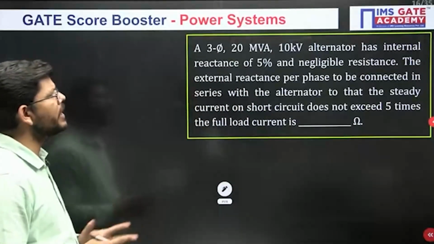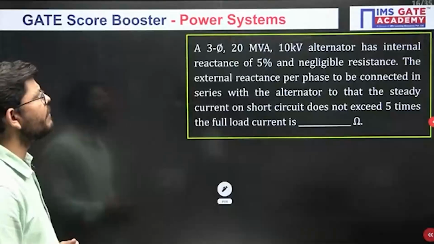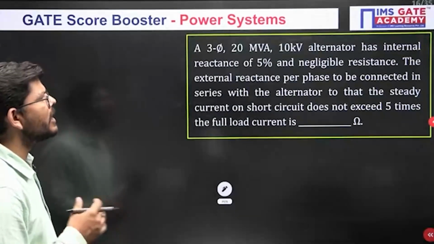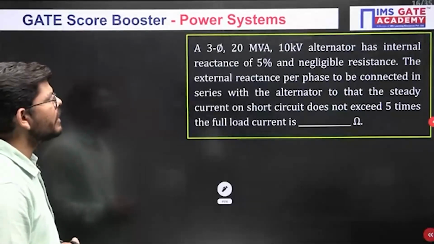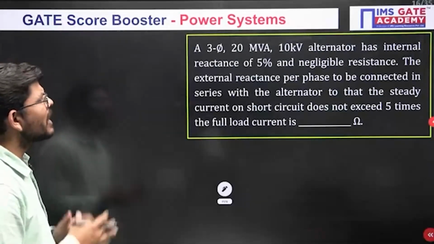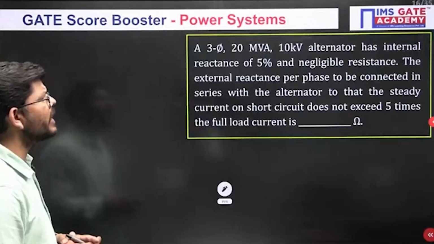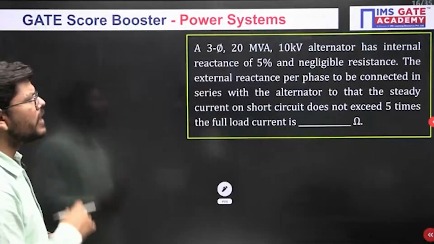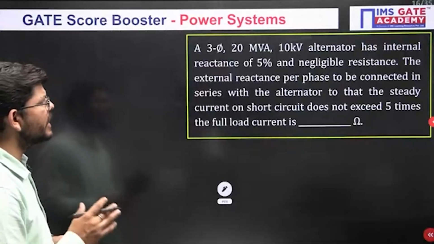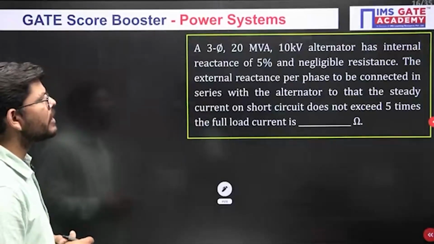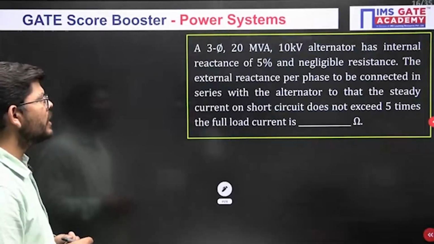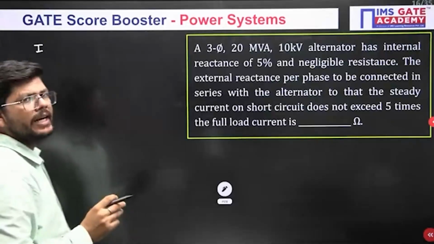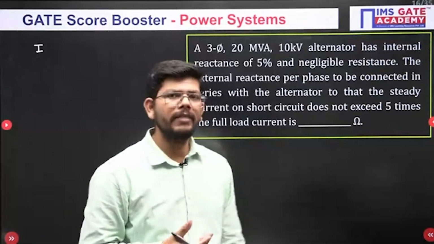Let me read it out. A 3-phase 20 MVA 10 kV alternator has internal reactance of 5% and negligible resistance. Find the external reactance per phase to be connected in series with the alternator so that the steady state current on short circuit does not exceed 5 times the full load current.